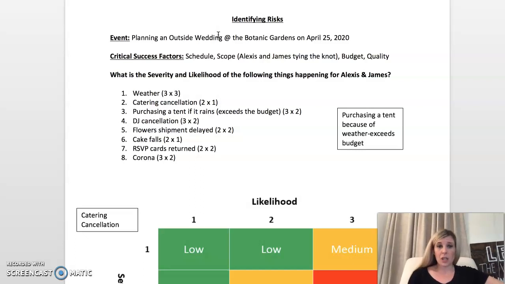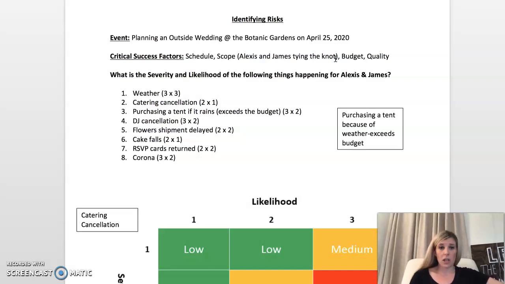So our goal for our wedding is to get Alexis and James married. That's our first goal. Our second goal is to have a great time with family and friends, with dancing and good food, enjoying the entire night. That is obviously not written as a SMART goal, but for this purpose, it will be just fine.